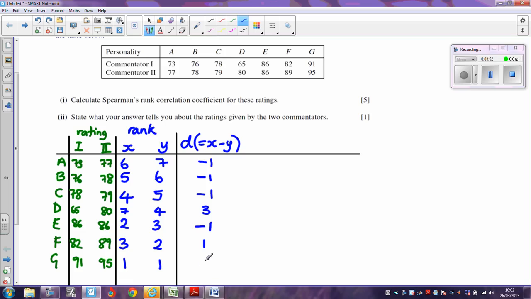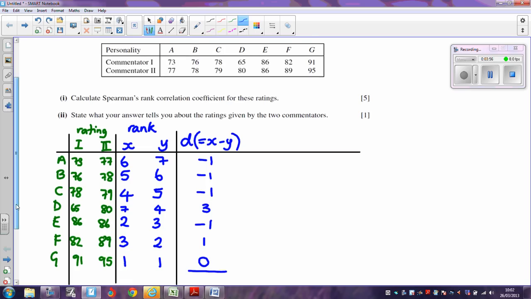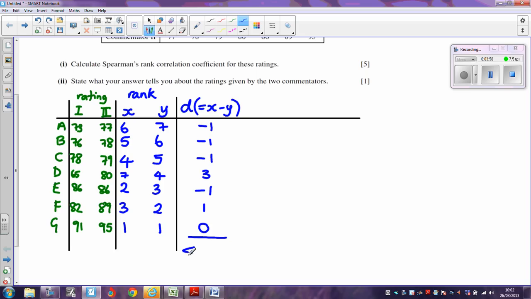And 1 take away 1 is 0. Now, if we add these up, what you should find, and you'll always find this if you've done it correctly, is that the sum of the D column should be 0. Well, let's just check that. You've got 3 and 1 add up to 4, and then you've got 4 minus 1s, which makes minus 4, so those add up to 0.